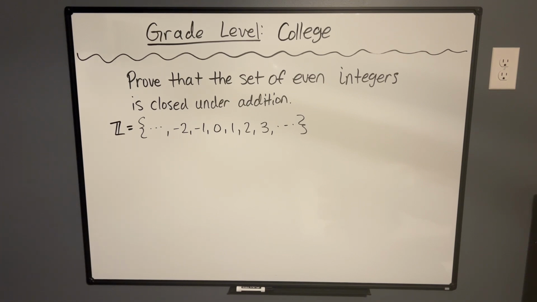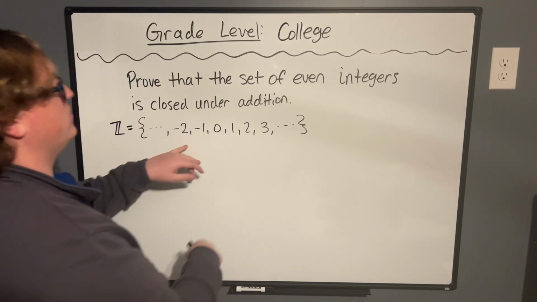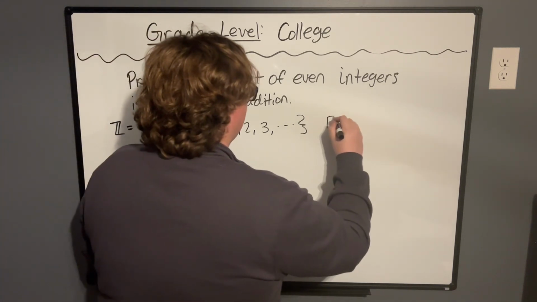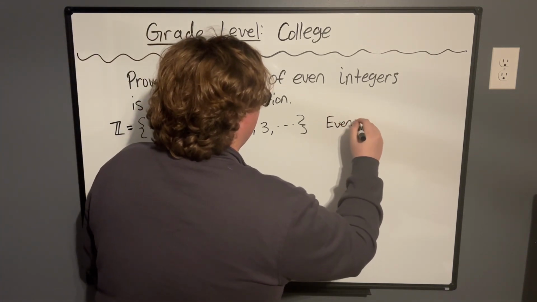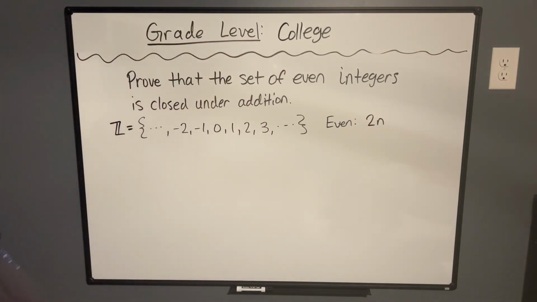Now, when we're looking at the set of even integers, we're looking at, of course, our 0, 2, -2, 4, 6, those types of numbers. So when we do this, we want to remember what the definition of an even integer is. So when we look at an even number, it is always 2 times n, right? If we can write a number as 2 times some number, then it's going to be even.